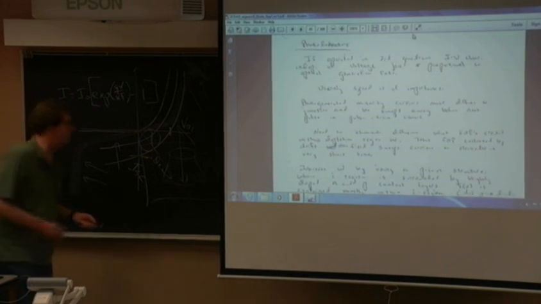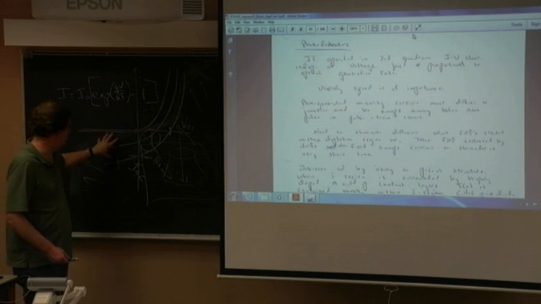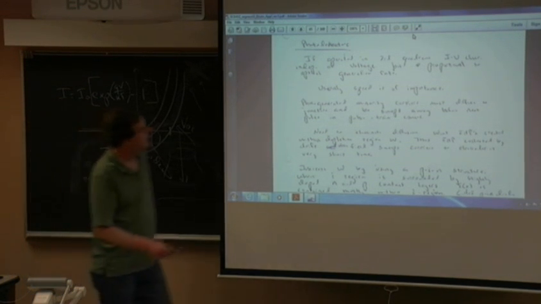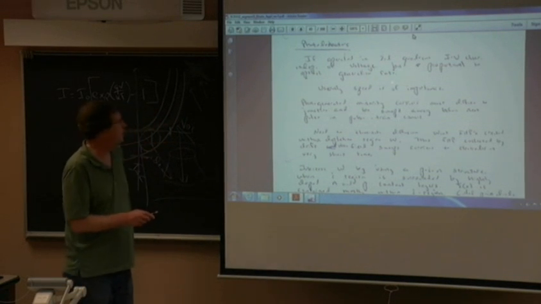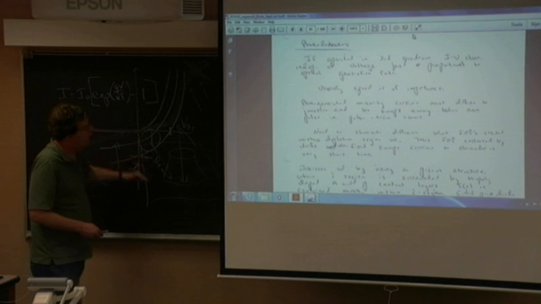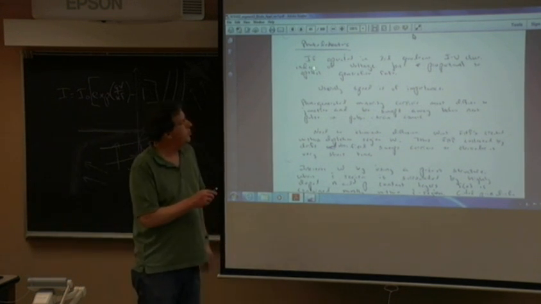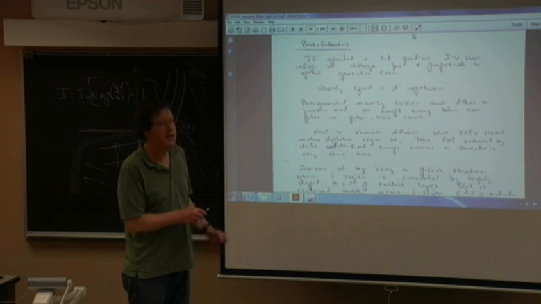Photo detectors. A photo detector is a device that is operated with a reverse bias, so it's over here in the third quadrant. Photo detectors operate in the third quadrant, independent of voltage, because this is going to be somewhat flat and proportional to the optical generation rate. We just declared that. Usually the speed is of importance.